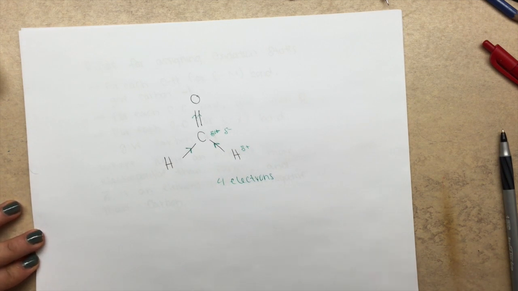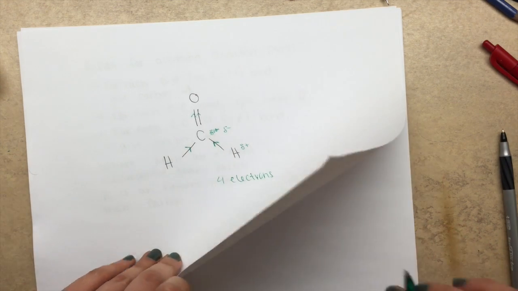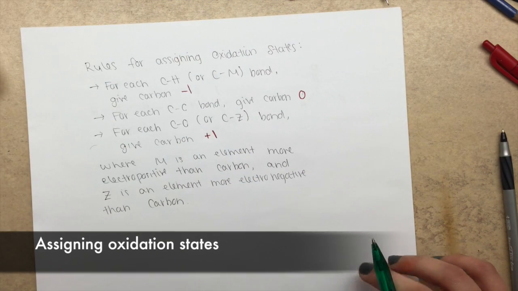If carbon were to have more electrons than it's used to, because electrons are negative, it would have a more negative oxidation state. And if carbon were to have fewer electrons than it's used to, its oxidation state would be positive, because the atom would be more positive than it's used to. There are 3 rules for assigning oxidation states that make it pretty quick to calculate.